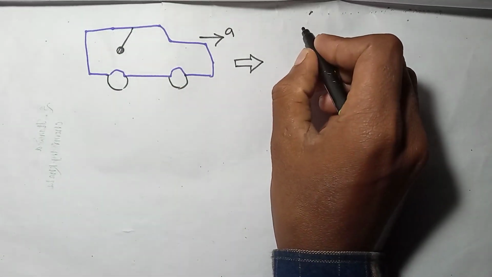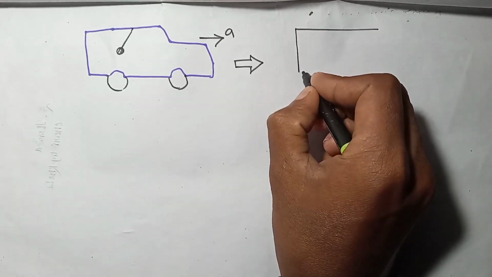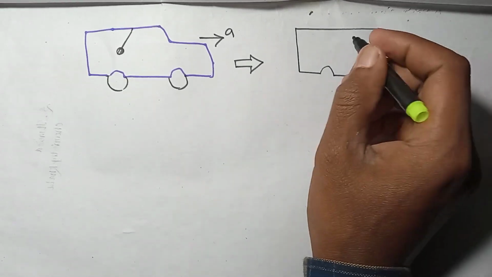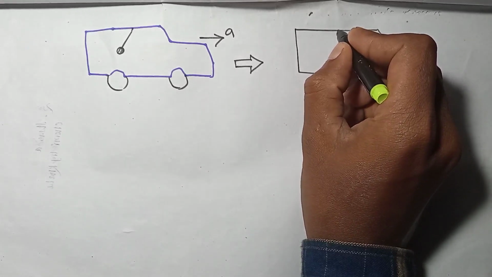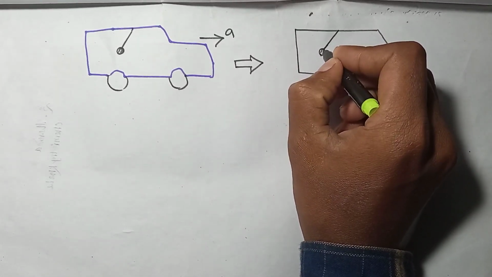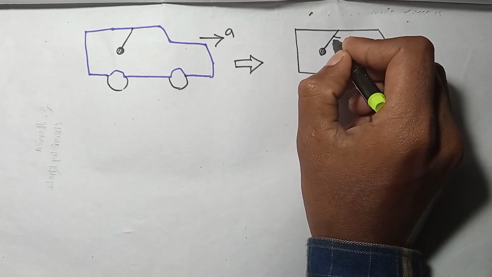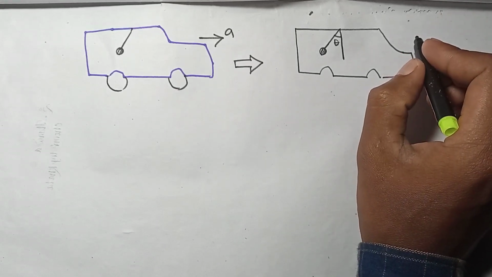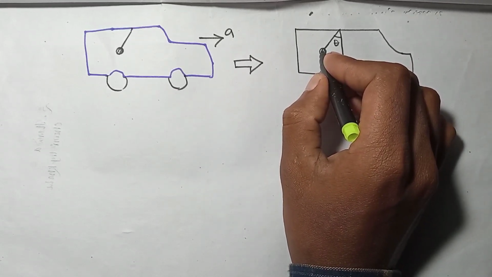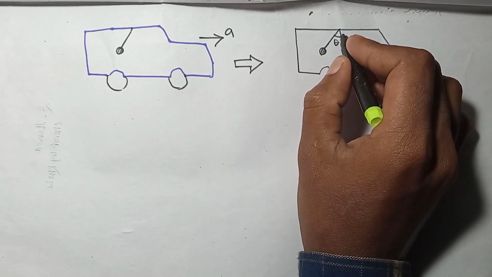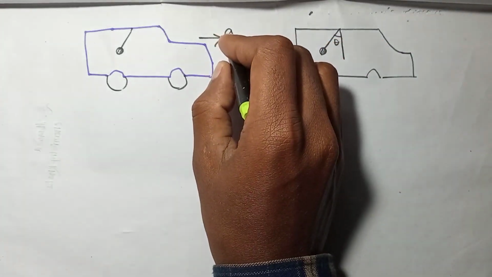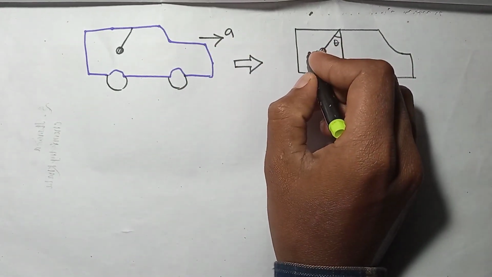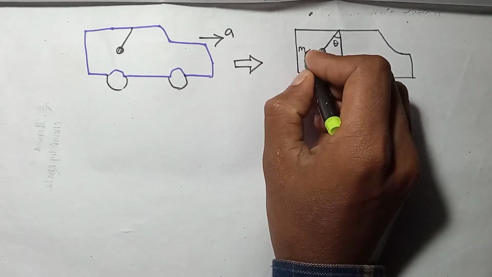Let's say at equilibrium this pendulum makes an angle theta with the vertical. Since this vehicle is moving with an acceleration of a, we have to apply a pseudo force of ma in the opposite direction.